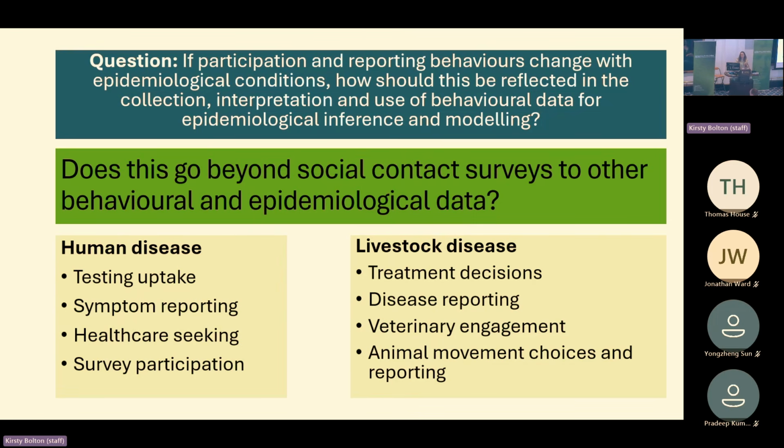So I just have my question again here that I brought earlier: if we do have these behaviours changing with epidemiological conditions affecting the behaviour data that we have, how should this be reflected in how we collect the data, interpret the data and use it? And does this also go beyond social contact surveys? Is behaviour affecting the other behaviour data we're collecting in other contexts as well?